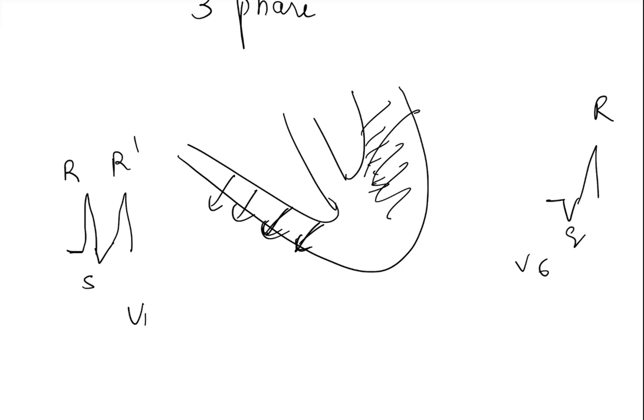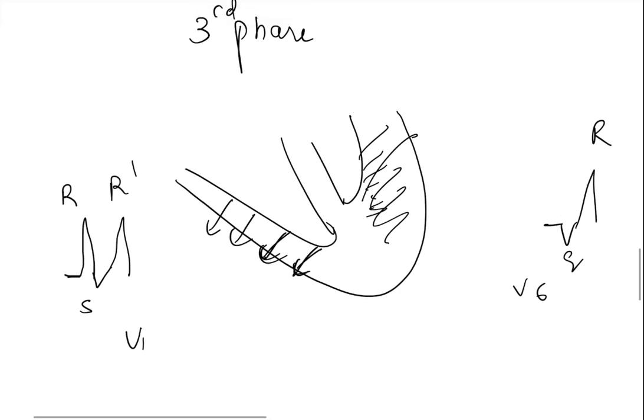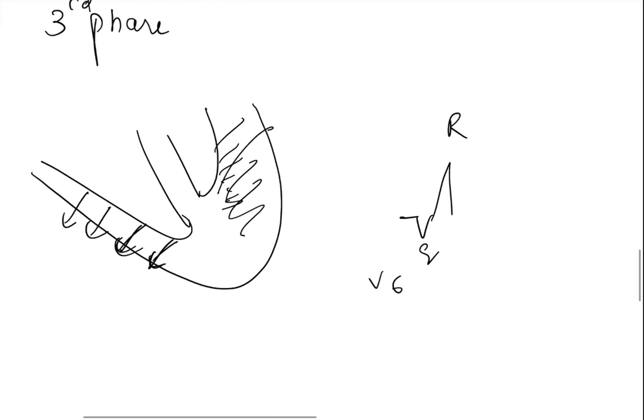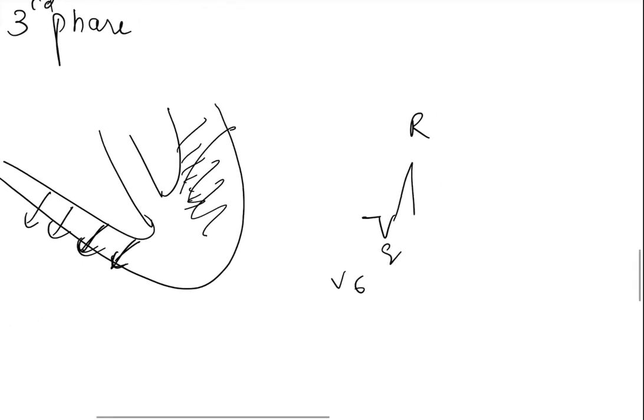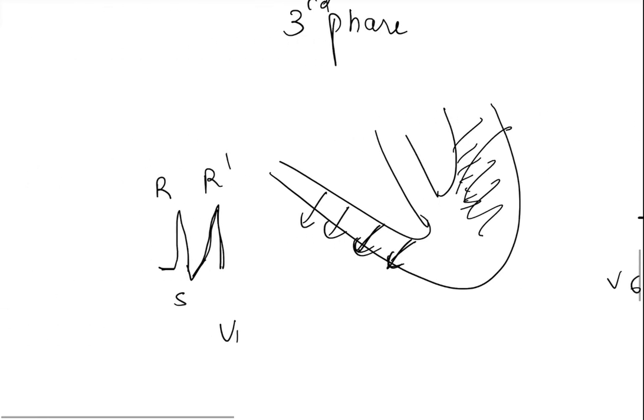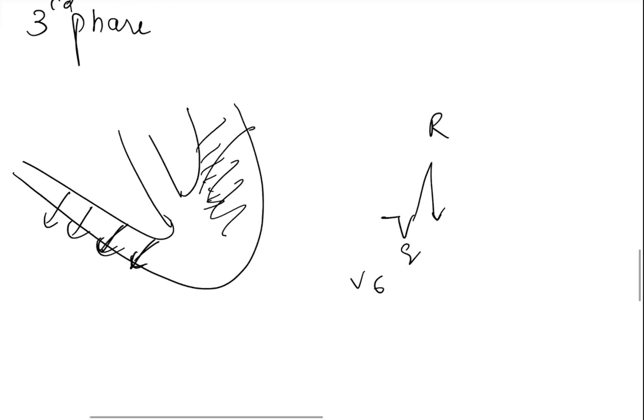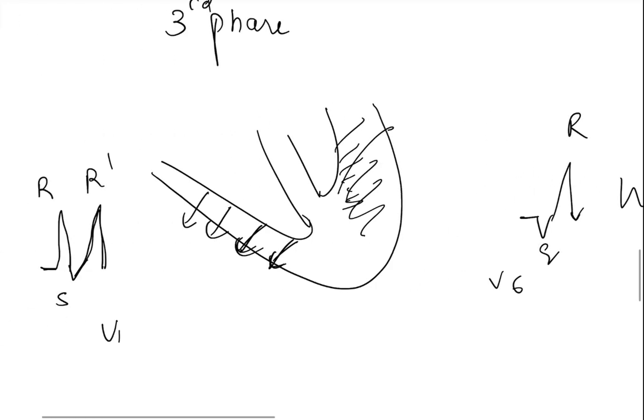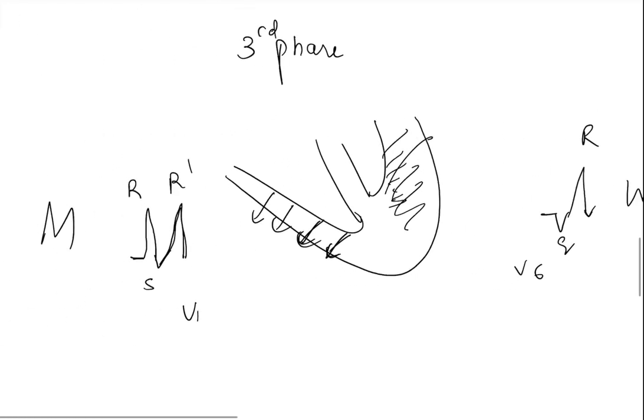Right, understood, right? So finally when the right ventricle is getting depolarized in the third phase of ventricular depolarization, and since it is towards V1, you get a positive R dash wave. Okay, and then since it is away from V6, you get a negative wave here. That's it, you get a negative wave, right? So somewhat looks like an M pattern, somewhat looks like a W, right? So this is your RBBB pathology.